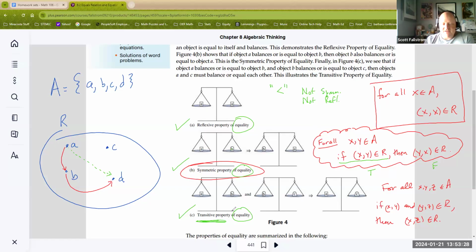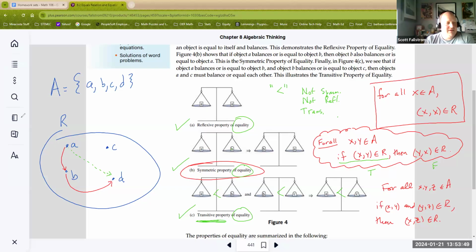Okay, let's go to transitive. If A is less than B and B is less than C, does that mean guaranteed that A has to be less than C? And we would say, well, yeah. So this is a relationship that is not symmetric, not reflexive, but it is transitive.